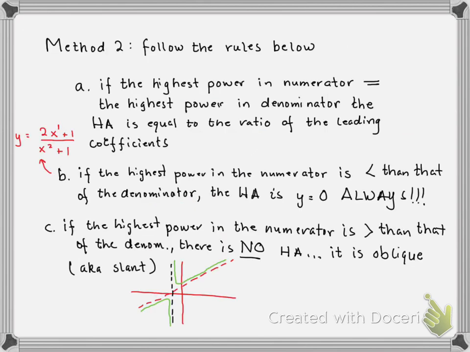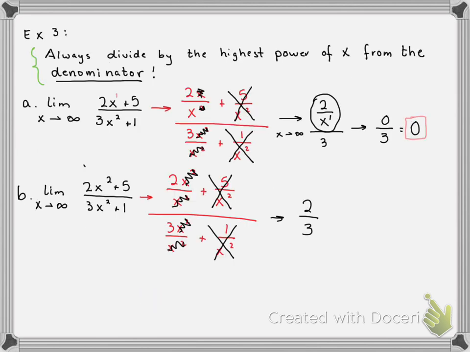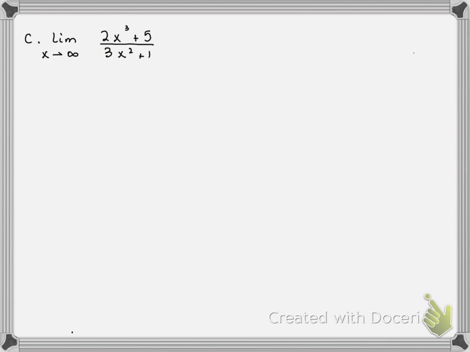So notice, method 2A, if the highest power in the numerator is equal to the highest power in the denominator, the horizontal asymptote is equal to the ratio of the leading coefficients. On the top we have 2, and on the bottom we have 3. Beautiful thing.